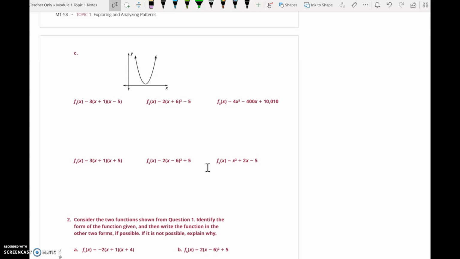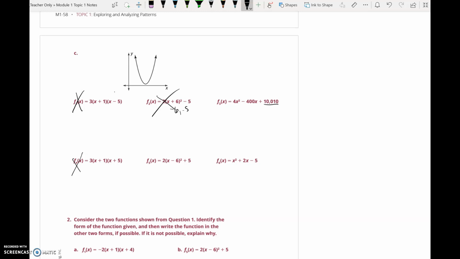Okay, so we're going to go ahead and work through these equations and determine which ones do not work. So this one's not going to work because there are no x-intercepts here, so any intercept form is going to go away right away. This one is also not going to work because the vertex is -6, -5, and that's over here, and that's definitely not where our graph is.